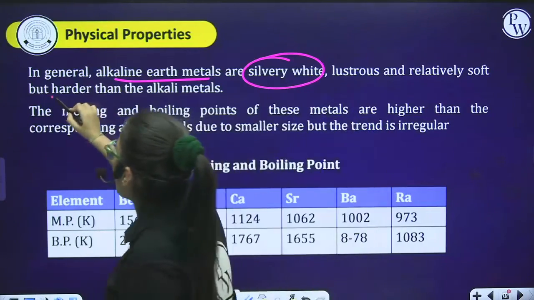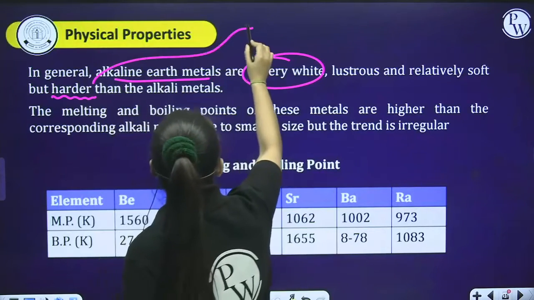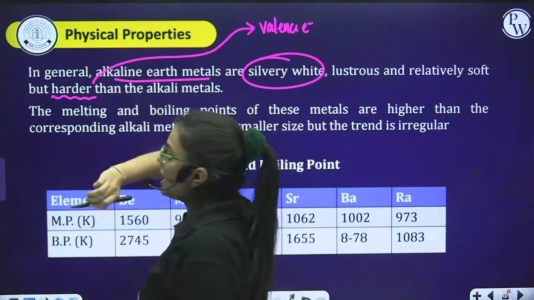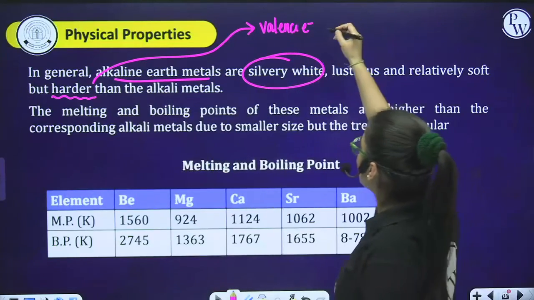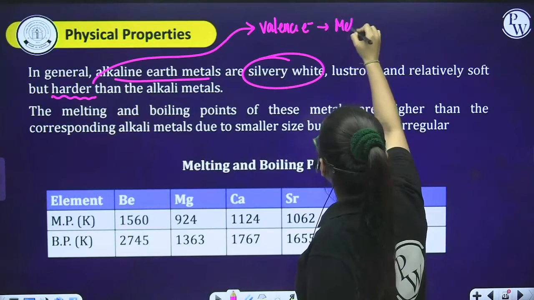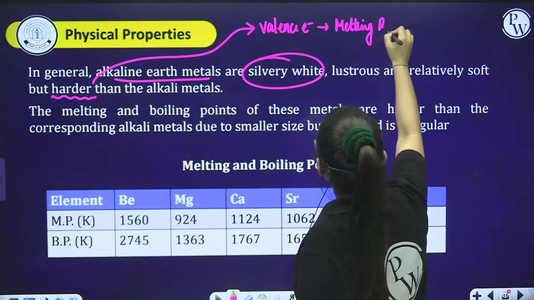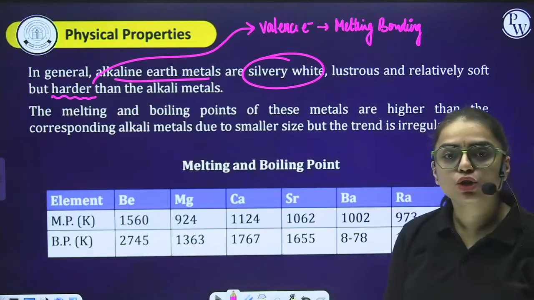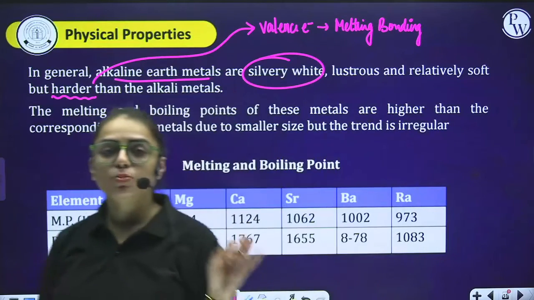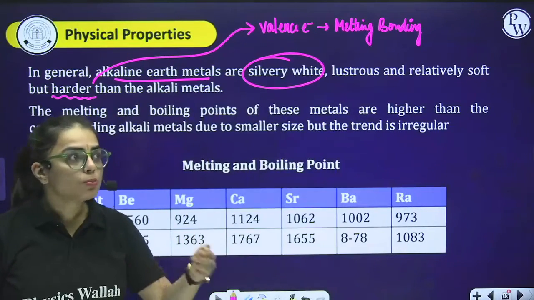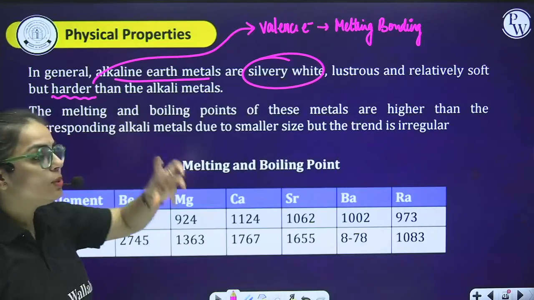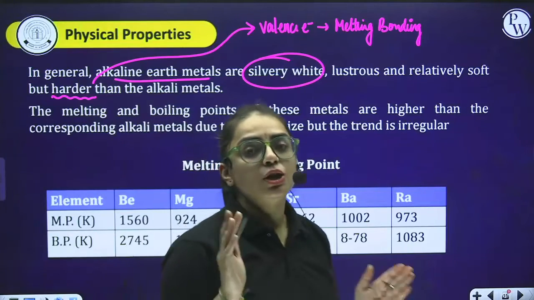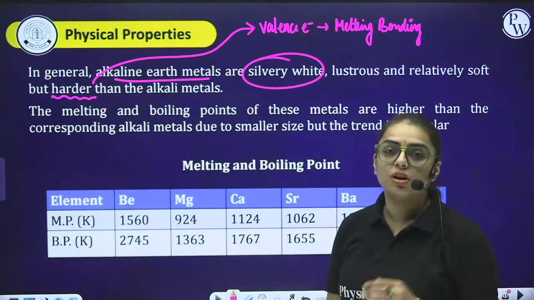Now, the hard nature will be explained with the help of the valence electrons. Why? Hard nature refers to the metallic bonding. And in metallic bonding, the bonding is being observed between the kernels and the free electrons. In group number 1, we have only one valence electron. In group number 2, we have two valence electrons. So when in group number 2, we have two valence electrons, that means it is going to have a higher melting point. It will be having metallic bonding more in comparison to group number 1.